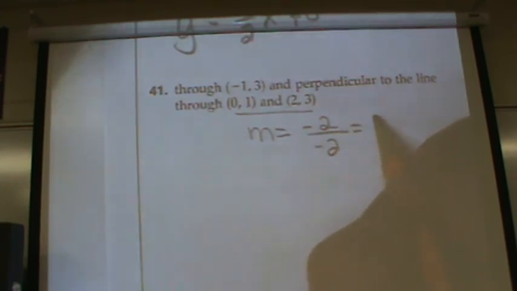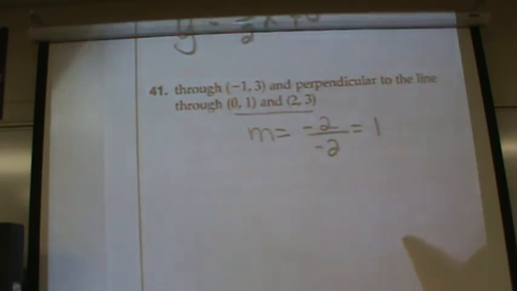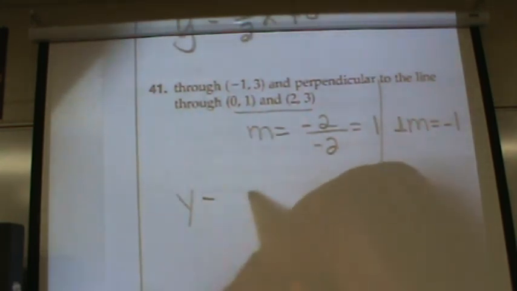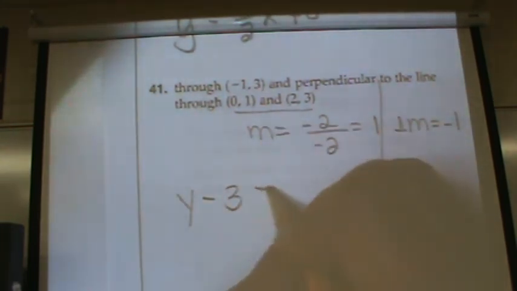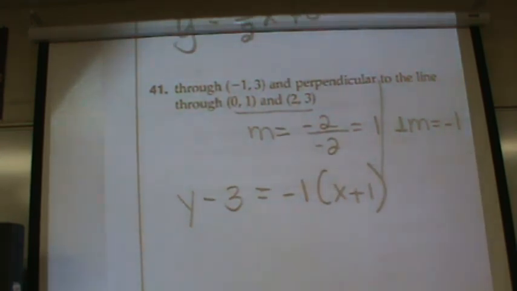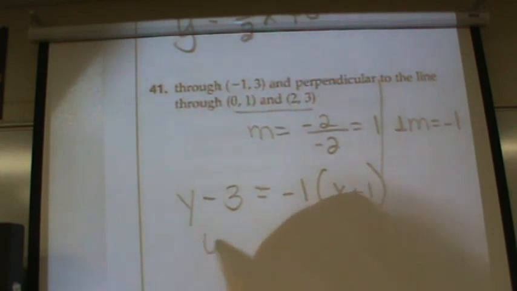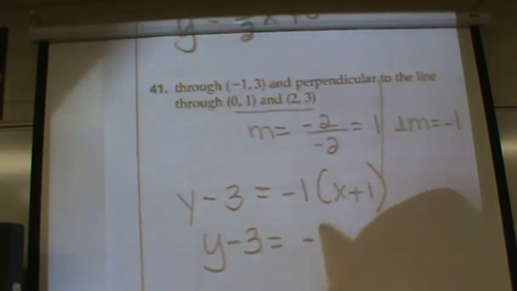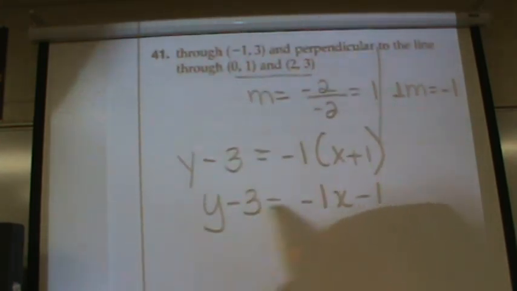What's the slope? 1. But what would it be if it was perpendicular? -1. So a perpendicular slope would be -1. So you're going to write y minus 3 equals -1 times x plus 1. Distribute. And add 3.